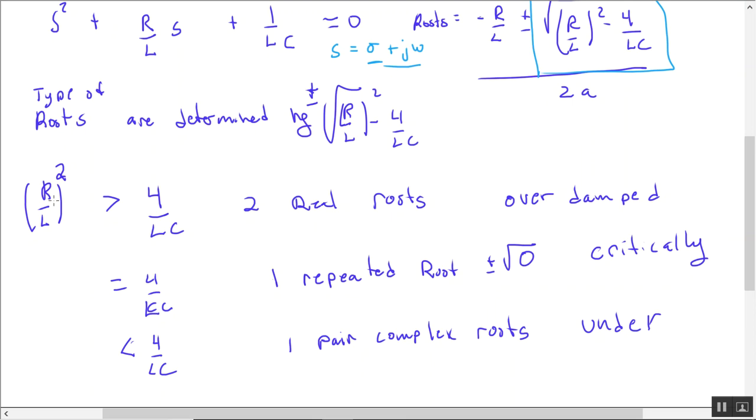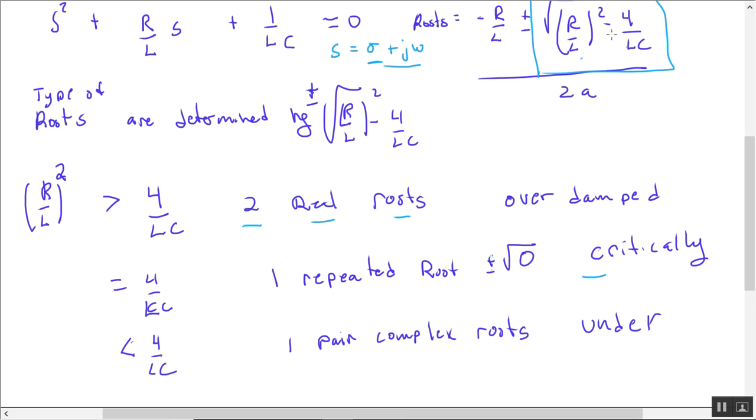So if this term, r over L squared, is greater than 4LC, I'm going to get plus or minus a real number. I'm going to get 2 real roots. That's overdamped. Now, if they're equal to each other, I'm going to get plus 0 and minus 0. So that's one repeated root, right? That plus and minus square root of 0, it's there. It's just not one simple root. And that would be critically damped.